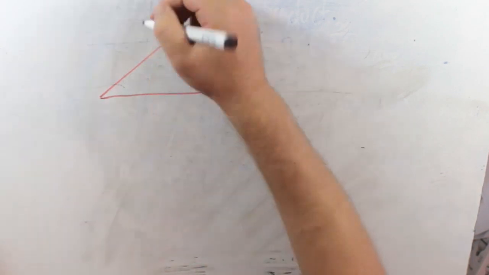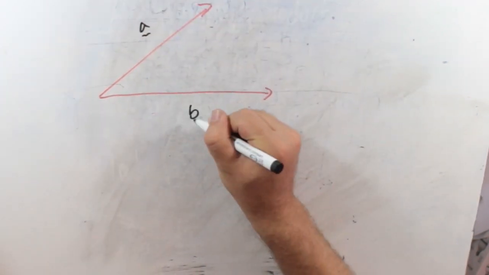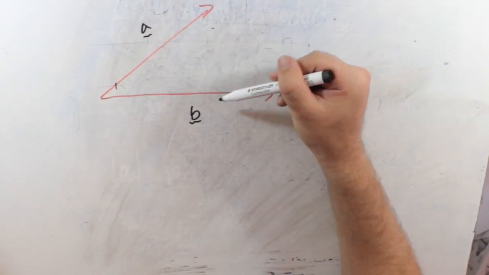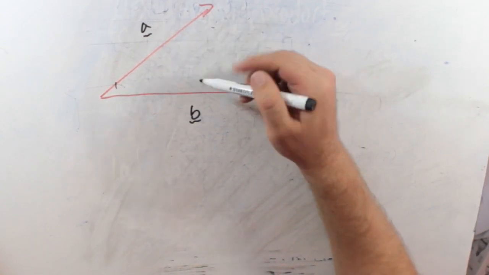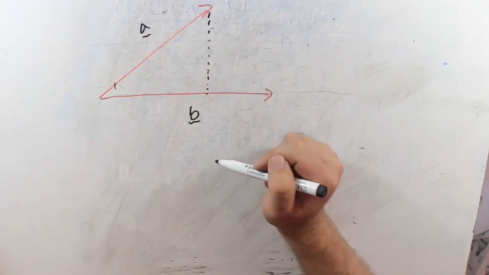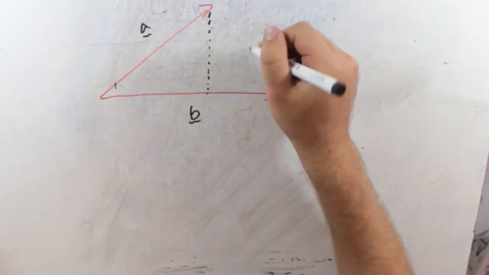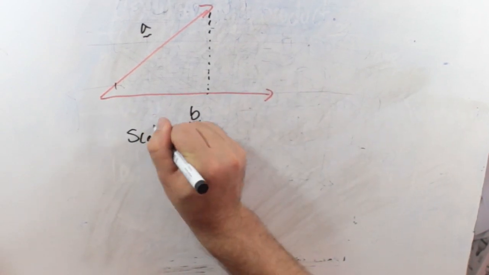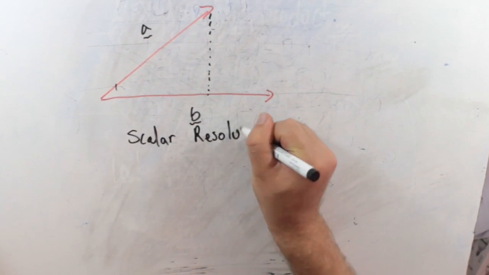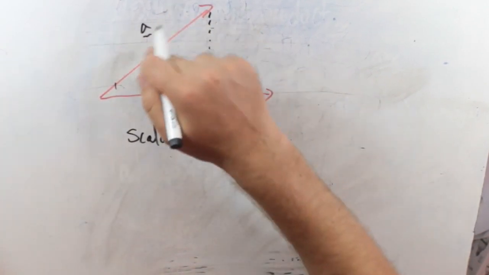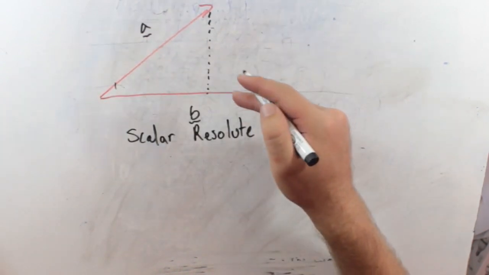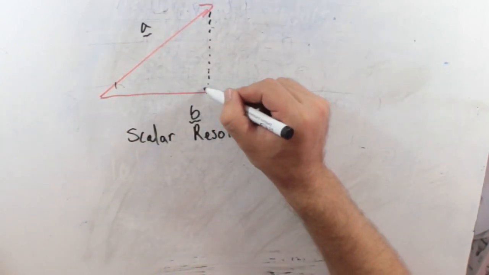Okay, so if we've got vector A and vector B, and we want to know how much of vector A goes in the direction of vector B, and we just want the scalar. Okay, so that's called the scalar resolute. Resolute means resolving this vector in this direction. So how much of this vector goes in this way. So we basically want this length here.